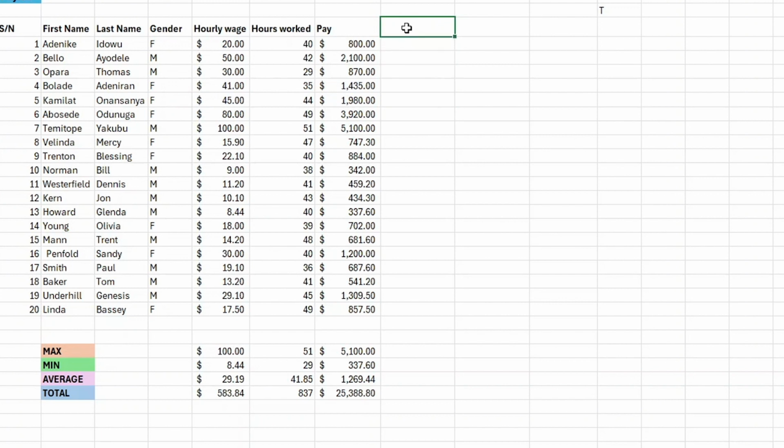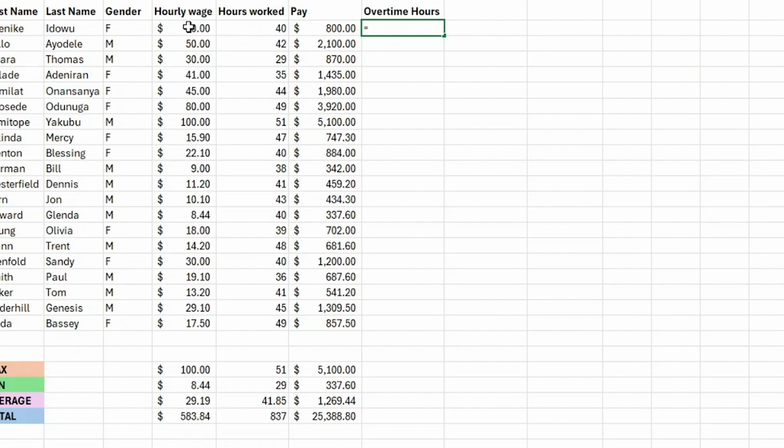So let's do this. Overtime, just type it in, click enter. So overtime hours. How do we calculate that? The first formula we're using is equals to hours worked minus hourly wage. So can you see?